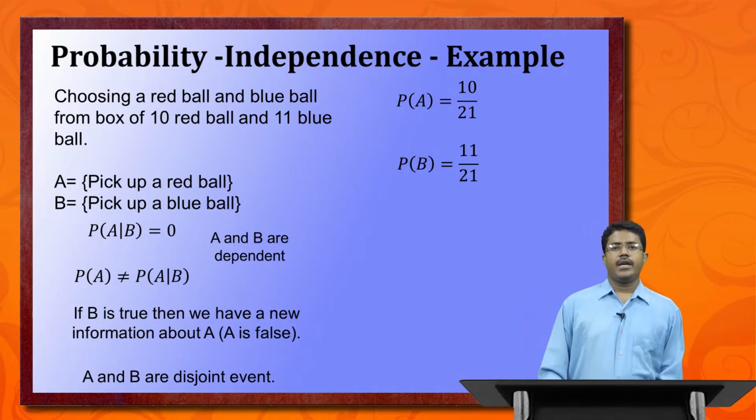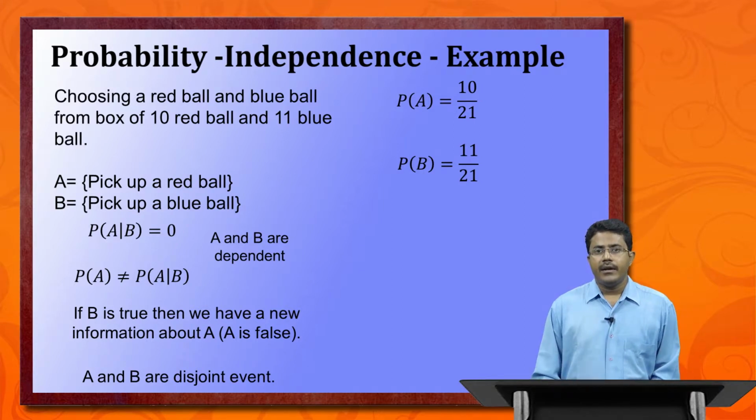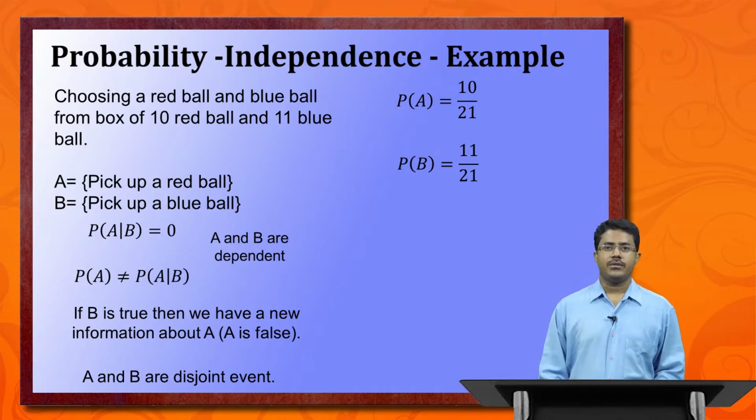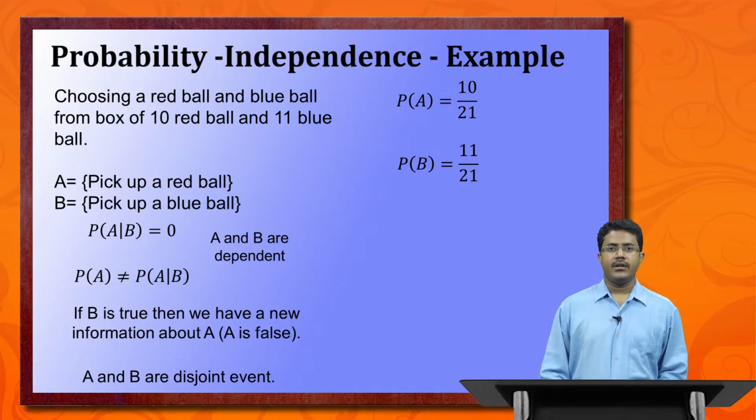So for P(A given B), if B has already occurred, that is, we have already picked up a blue ball, then the probability of picking a red ball equals 0. So P(A given B) equals 0, and P(A) is not equal to P(A given B). So events A and B are dependent. If B is true, then we have new information about A, that is, A is false.